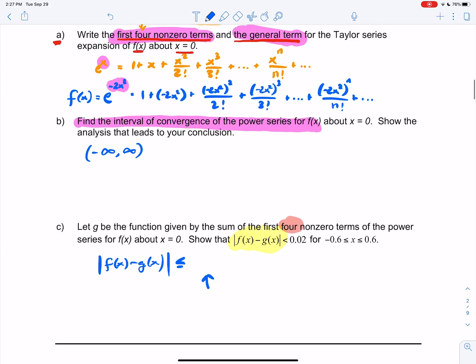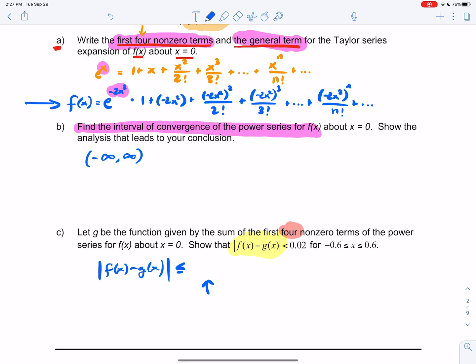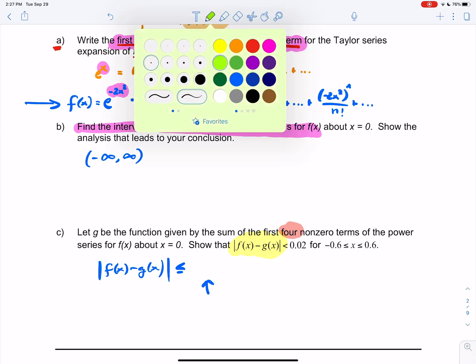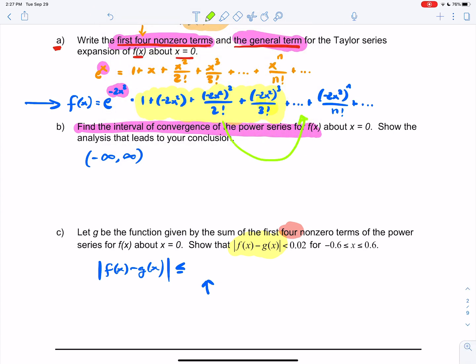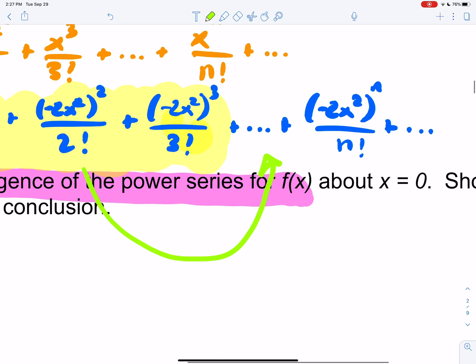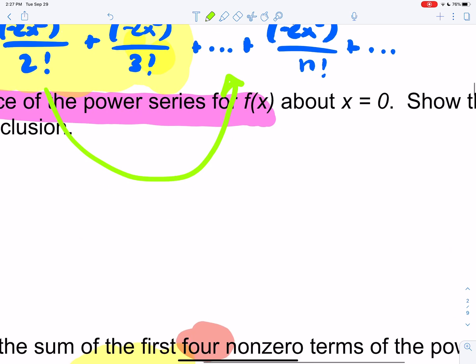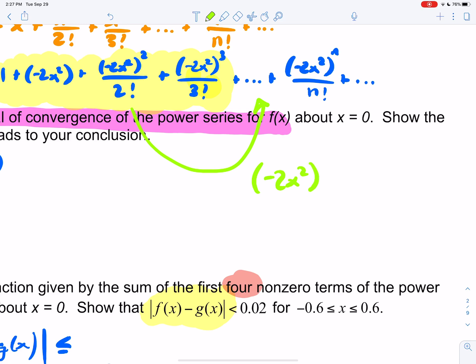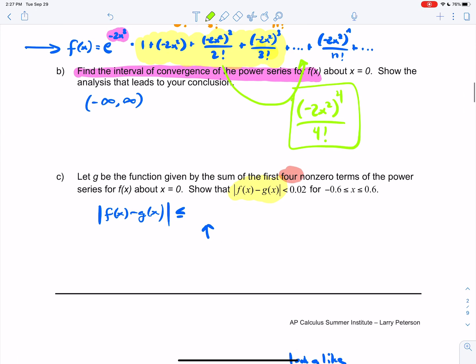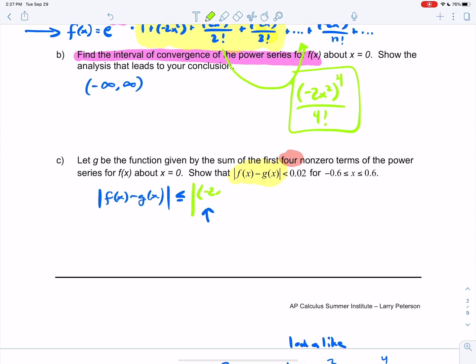So if you take a look, this right here is f. Here, I'll highlight it in yellow, are the first 4 terms. If we're trying to calculate what that error is, we look at the next available term. Well, what's after negative 2x squared cubed over 3 factorial? That next available term is going to be negative 2x squared to the 4th over 4 factorial. This is what we're going to be using, and it's going to go right here.